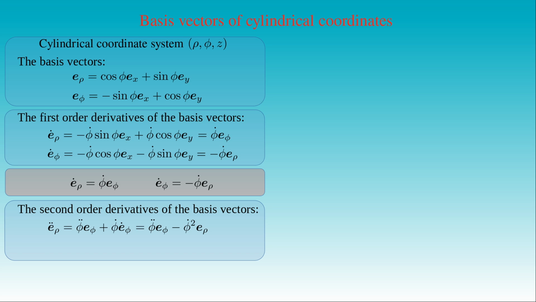The second-order derivative of the basis vector e phi is equal to minus phi double dot times e ρ, minus phi dot times e ρ dot. Here we can also replace the derivative of the basis vector e ρ in the second term with phi dot times e phi.